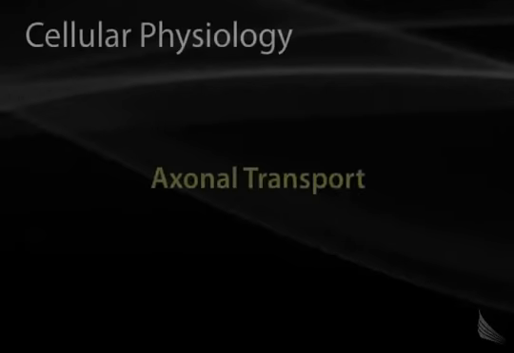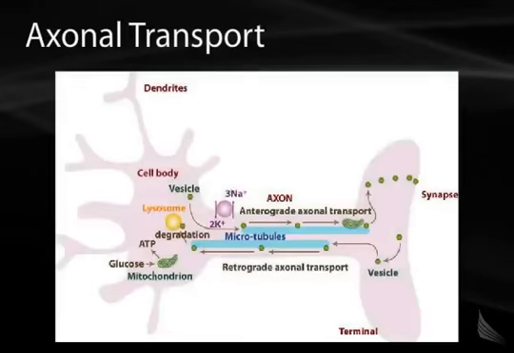In our next section, we'll discuss the physiology of axonal transport. As described earlier, the length of the axon relative to the cell body poses some specific problems that the cell has to solve, particularly in terms of getting important cellular components from the cell body out to the synaptic terminal.